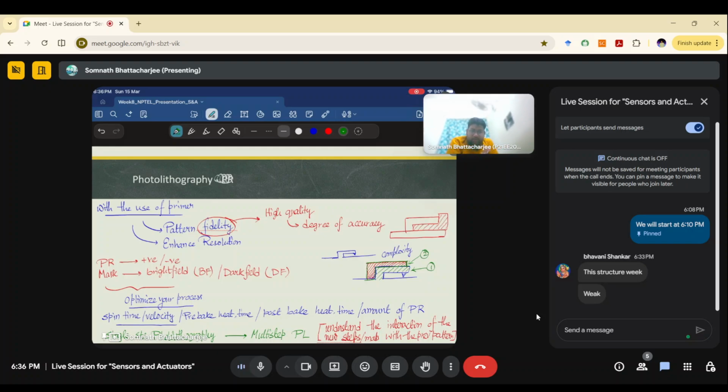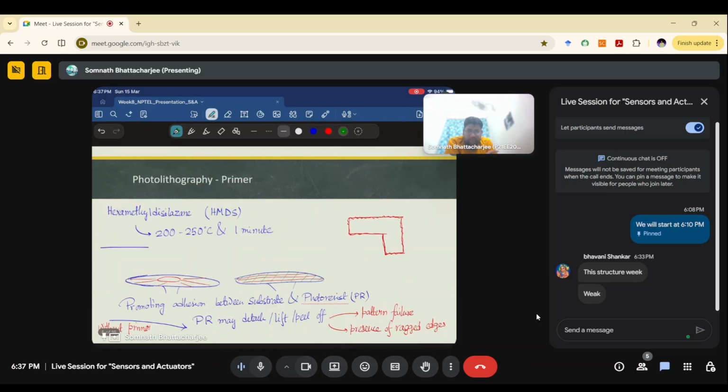If you have any queries related to photolithography, you can ask me right now. I'm not going into too much detail, because around week 3 or 4, I already discussed different kinds of masks, PR, and the process. So anybody have any questions regarding what I have discussed right now, or previous things?